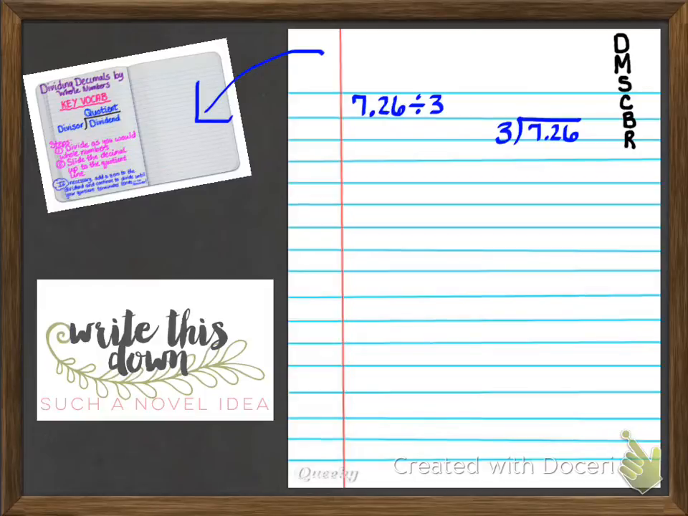So I'm going to first start by asking myself, how many times does 3 go into 7? I'm just looking at that first number only. 3 goes into 7 2 times. Now I'm going to multiply. 2 times 3 gives me 6, and I subtract. I get 1 left over.